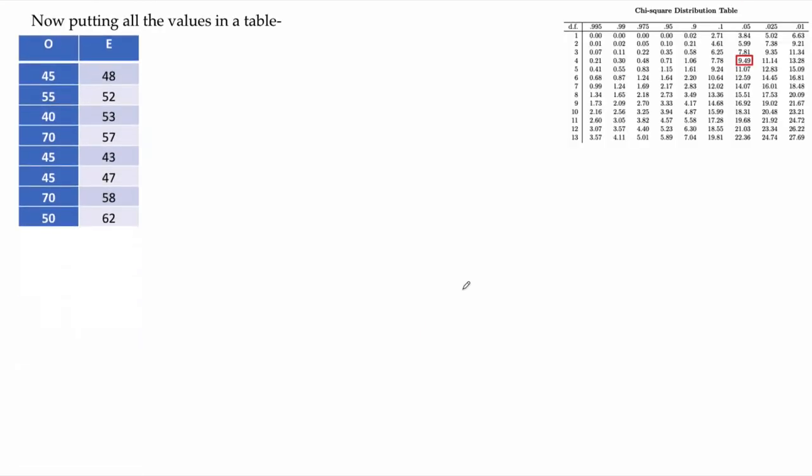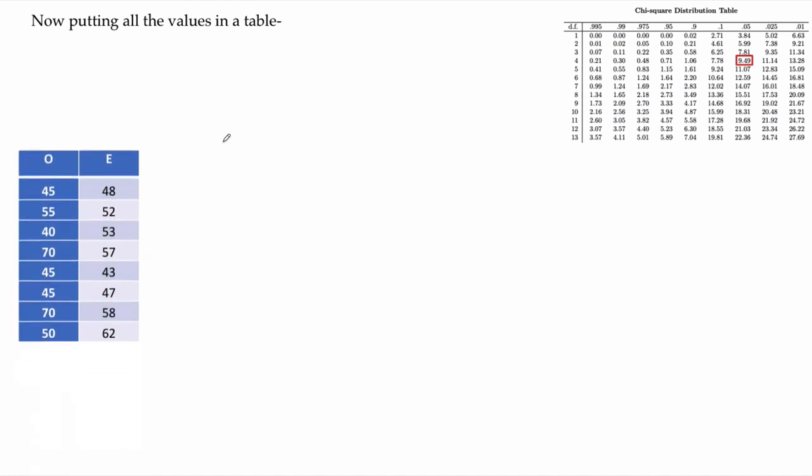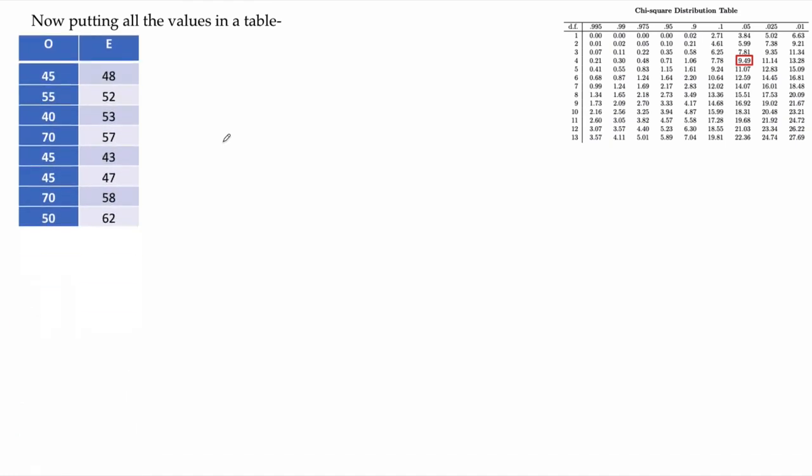So these are the observed values which are already given: 45, 55, 40, 70, 45, 70, 50, 8 observed values, and we have calculated these expected values: 48, 52, 53, 57, and so on. So 43, 48, 52, 53, 57, 40, 43, 47, 58, and 62. This we are having with us.